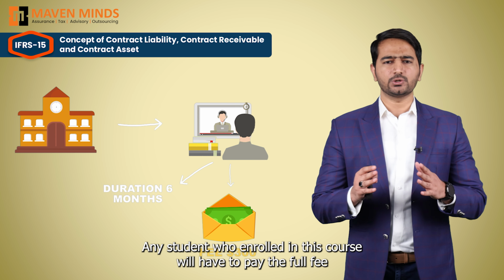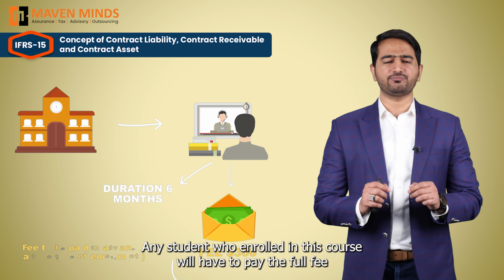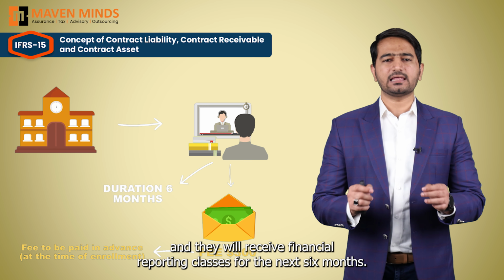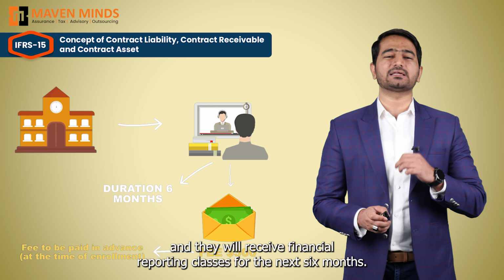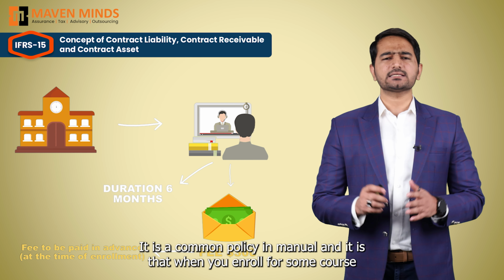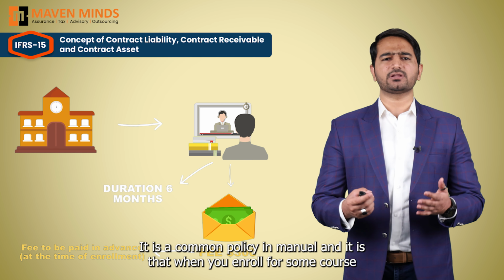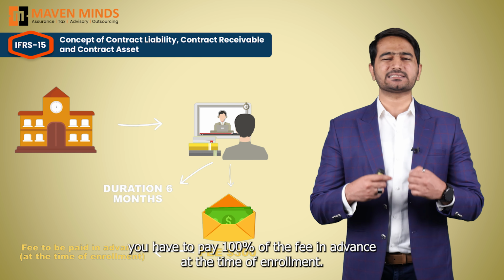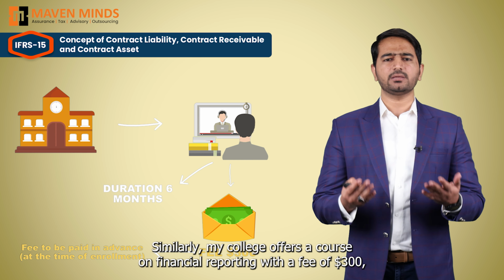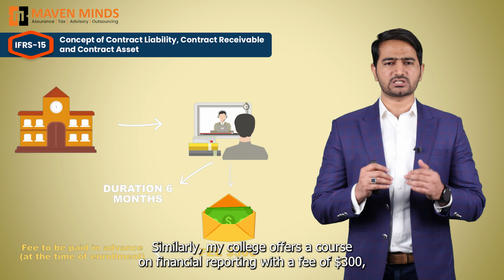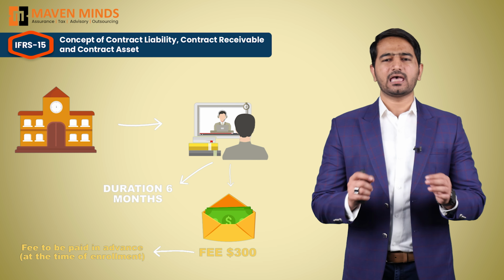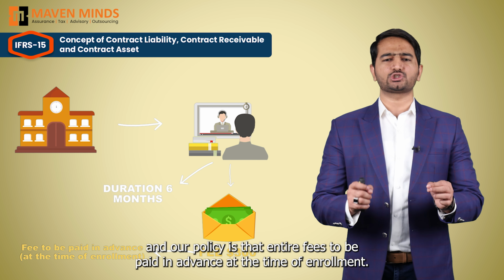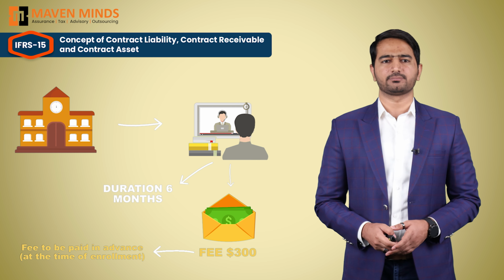Any student who enrolls in this course will have to pay the full fee of $300 upfront and they will receive financial reporting classes for the next 6 months. It is a common policy in many colleges that when you enroll for some course, you have to pay 100% of the fee in advance at the time of enrollment. Similarly, my college offers a course on financial reporting with a fee of $300 and our policy is that the entire fee is to be paid in advance at the time of enrollment.